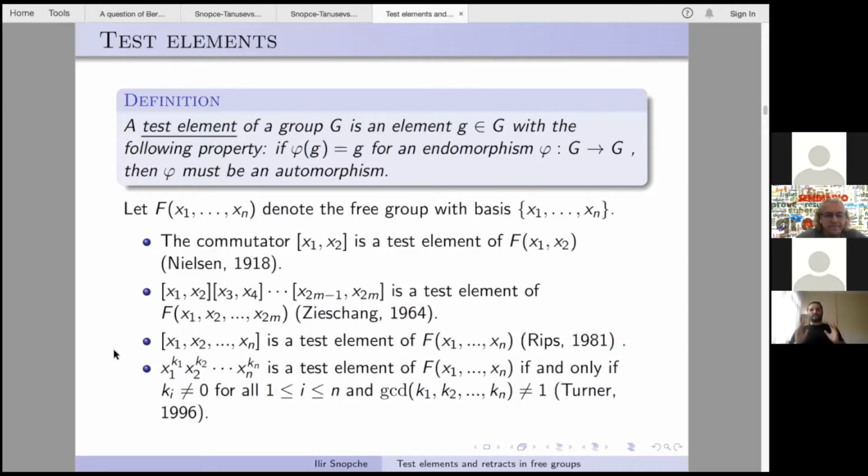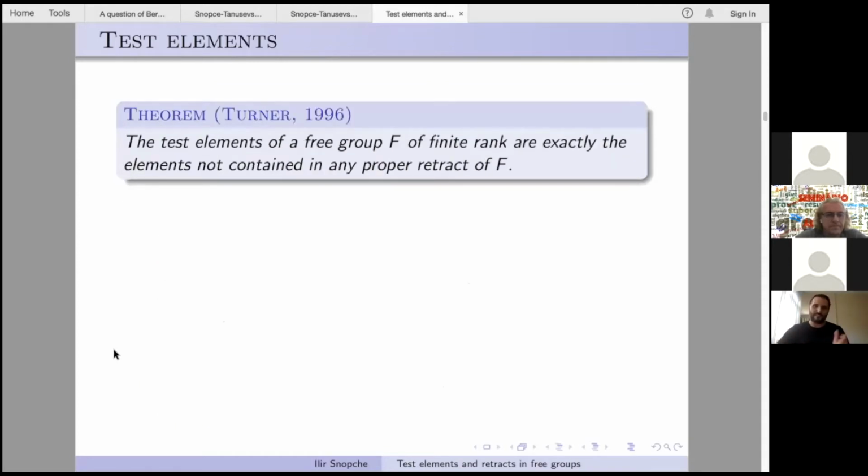So now let us think for a second. Let us try to connect the notion of a retract and test elements, two main concepts of this talk. So let us suppose that we have an element which belongs to a proper retract. What can we say? Can this element be a test element? Of course, it cannot be a test element because the retraction map fixes this element, but its image is not the whole group G, it's a proper subgroup. And actually, Turner proved that the converse is also true. And this is a very nice characterization of test elements. So basically, the test elements of a free group F of finite rank are exactly the elements not contained in any proper retract of F.